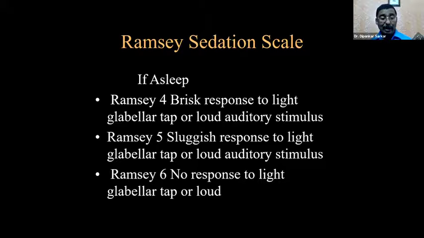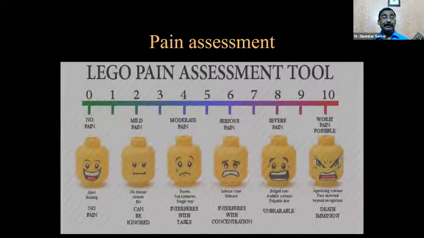So this will be a code language: what is the Ramsay score. So if the patient is awake, it is 1, 2, 3, and if the patient is sleeping, 4, 5, 6, right? The pain assessment tool can be used in the nursing table for that.